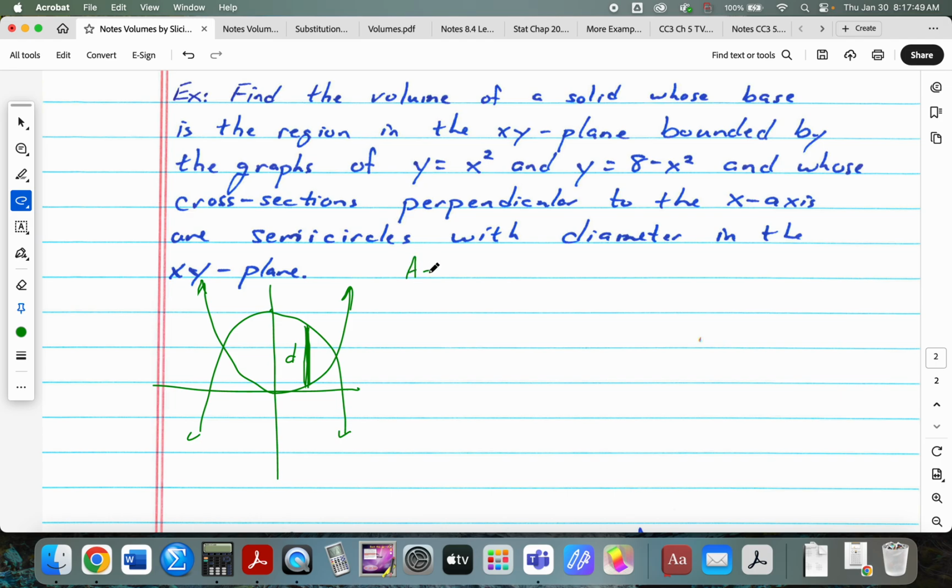So my area is pi over 8 d squared, where the diameter is going to be the distance between these two. So it's the upper curve minus the lower curve. So that's 8 minus x squared minus x squared, or 8 minus 2x squared. So the area in terms of x is pi over 8 times the quantity 8 minus 2x squared.